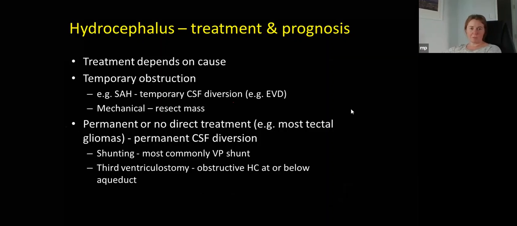So in terms of treatment, just very briefly, it depends on the cause. If you have a temporary obstruction, so just say you're post-subarachnoid hemorrhage, you might stick in an EVD. If there's an obstructive mass, you might resect the mass. If there's no treatment, or if it's a permanent obstruction, so for example, if you have a tectal glioma, you may choose to put in a permanent CSF diversion. So most commonly would be a VP shunt. And as I mentioned earlier, if you have obstruction at the aqueduct or below, you might choose to do a third ventriculostomy.